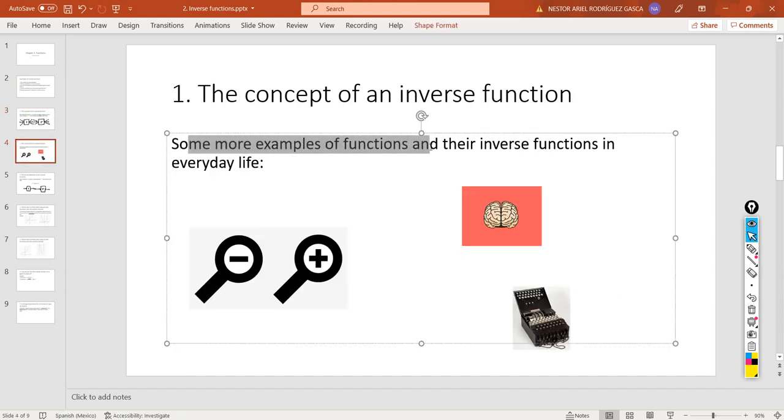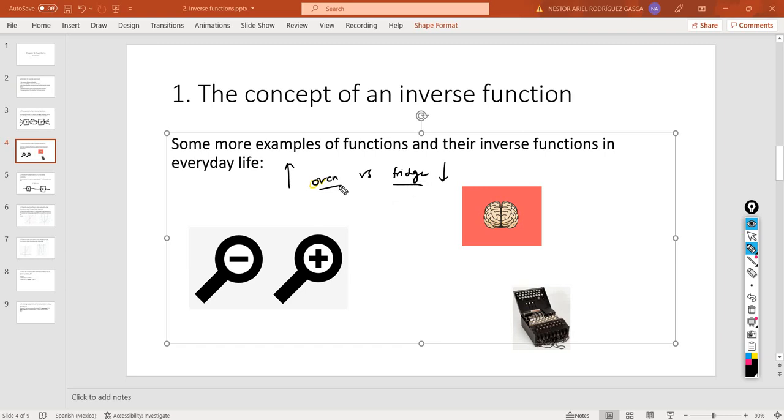Now, some more examples of functions and their inverse functions in everyday life. We already talked about some ideas, for example the oven versus the fridge, as home appliances. What is an oven? It's something that raises the temperature of food. What is a fridge? It's an appliance that lowers the temperature of food. So these are inverse processes. You can think of the oven as the inverse function of the fridge, and also the fridge as the inverse function of the oven.